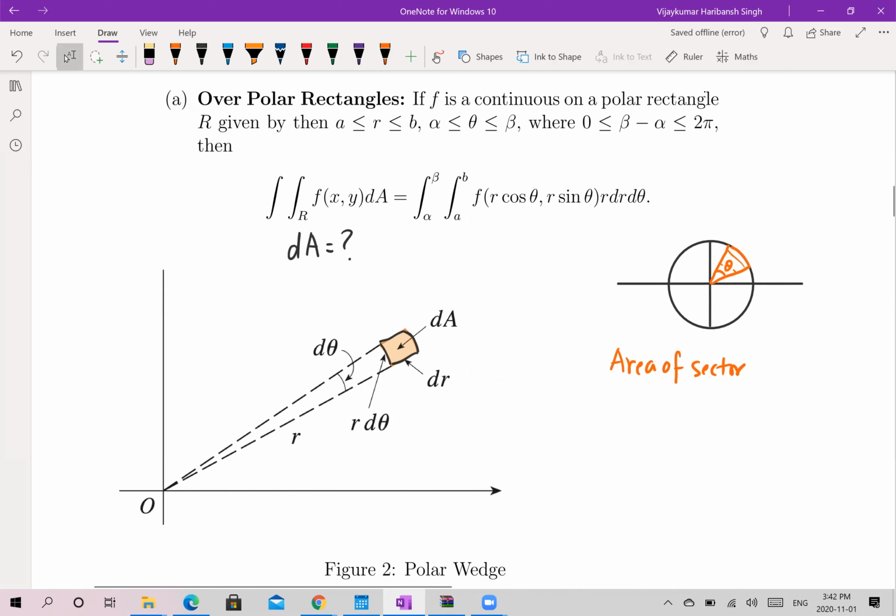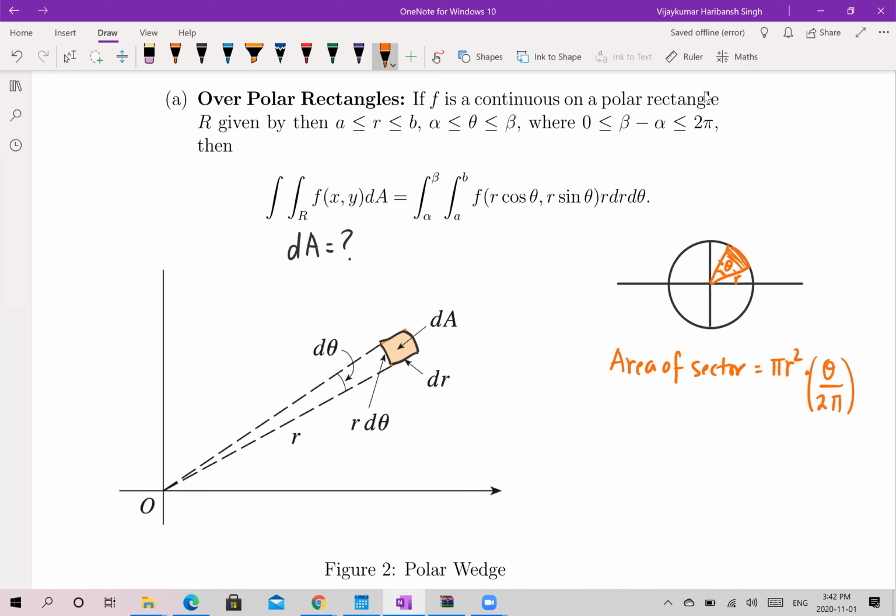So the total area of the circle, if the radius is r, is going to be pi r squared. However, you're not taking the whole area, but a slice of that area, in the ratio theta over 2 pi. So this is what the area of this sector is going to be.